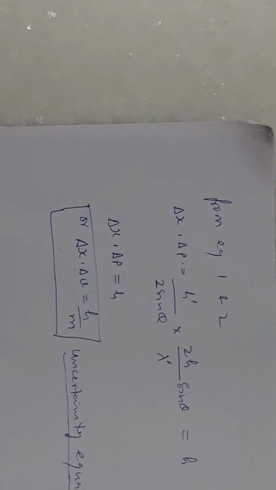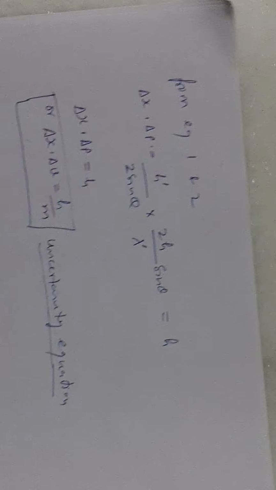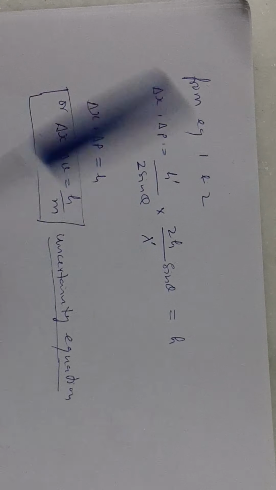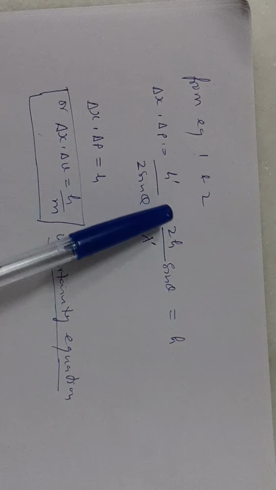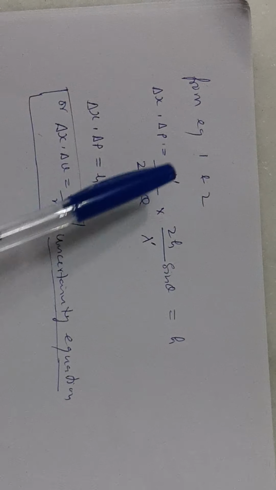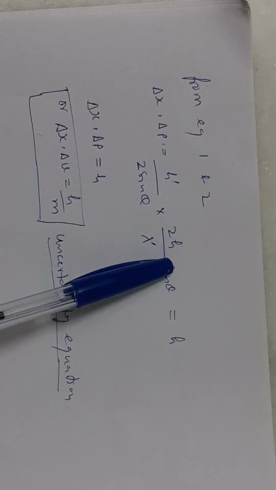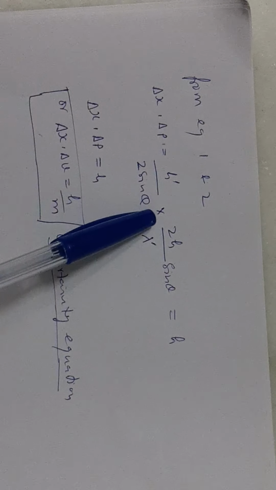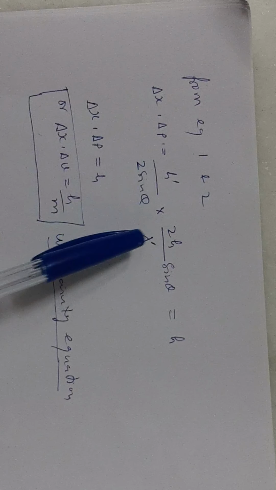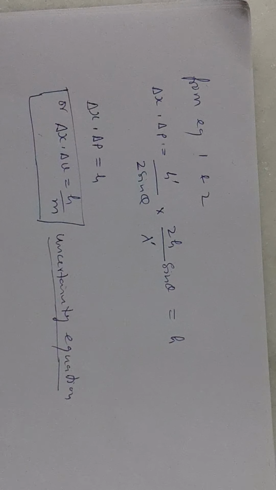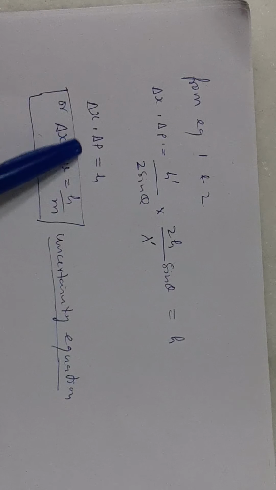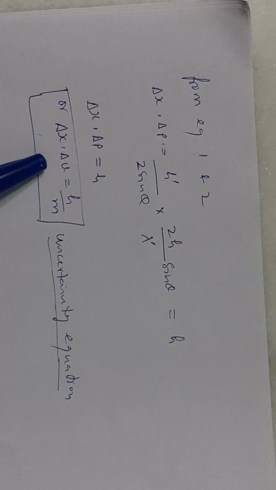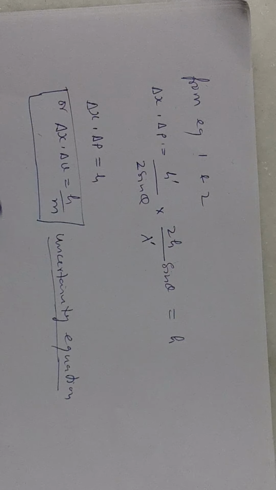From equations 1 and 2, delta x into delta p is equal to h upon 2 sin theta, that is equation 1, into 2h sin theta upon lambda dash. Here lambda dash and sin theta cancel, so it equals h. So delta x into delta p is equal to h, or delta x into delta v is equal to h upon m. That is the uncertainty equation.